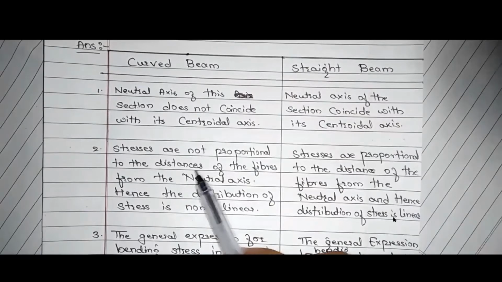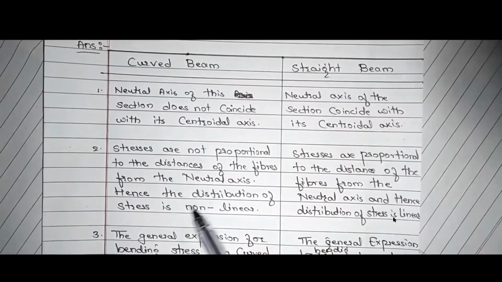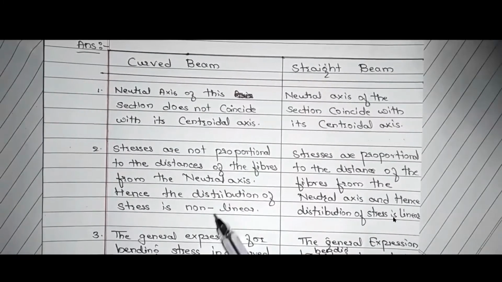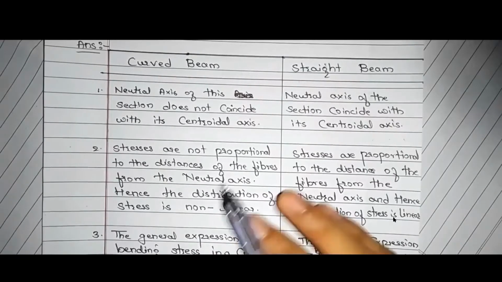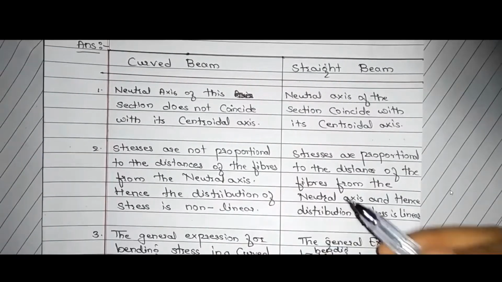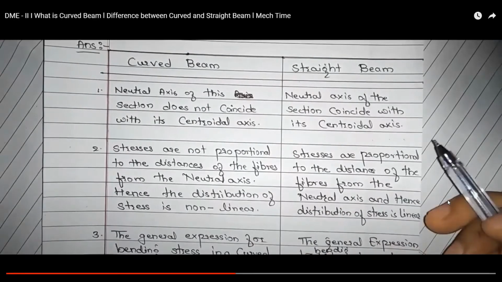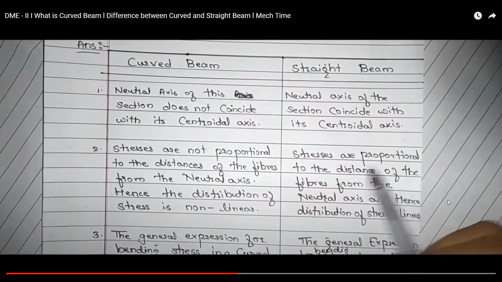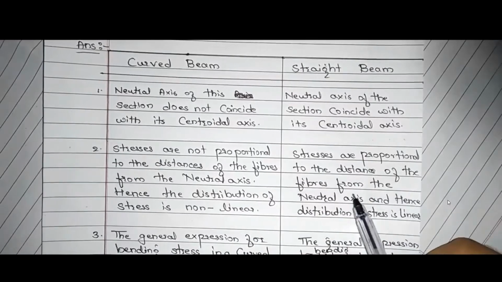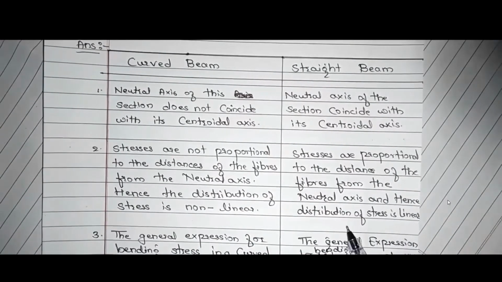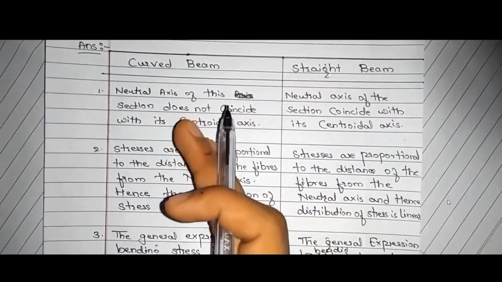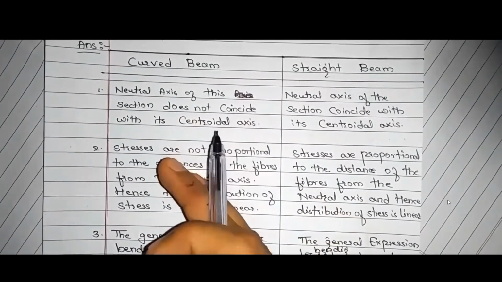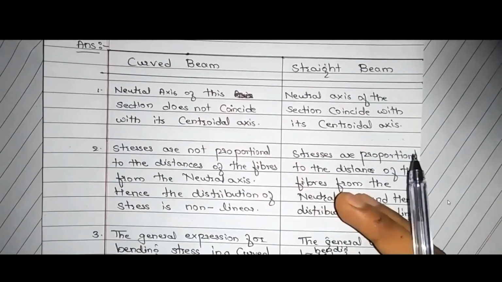Second, stresses are not proportional to the distance of the fibers from the neutral axis. Hence, the distribution of stress is non-linear. In a curved beam, the stress distribution is non-linear, and in the straight beam, it is linear. As you can see, stresses are proportional to the distance of the fibers from the neutral axis, and hence the distribution of stresses is linear.